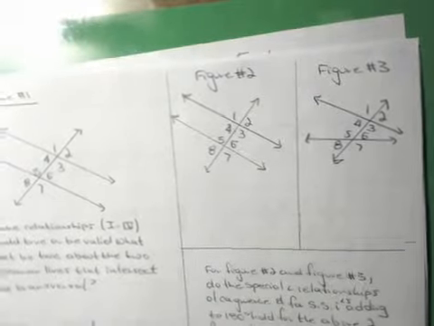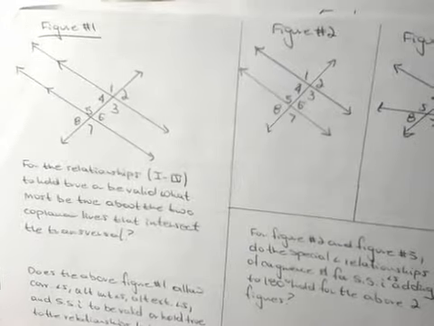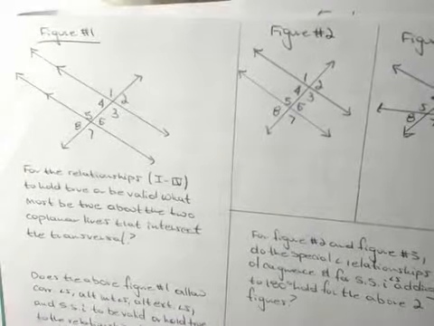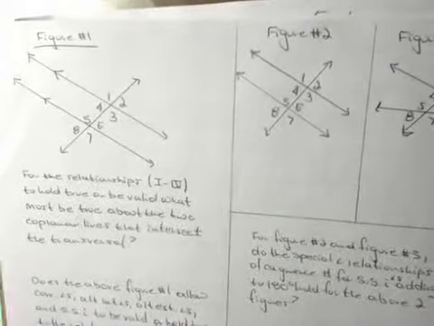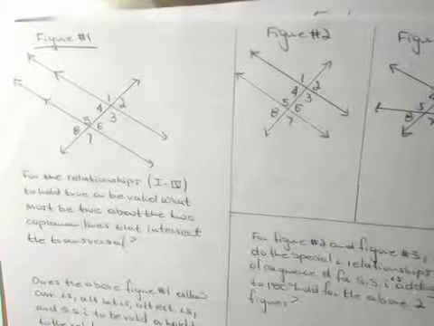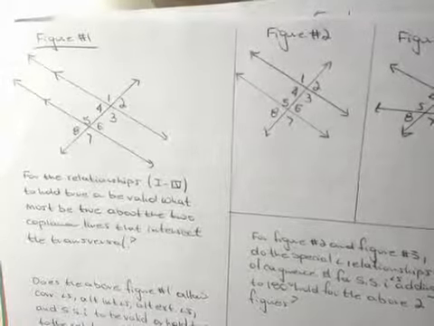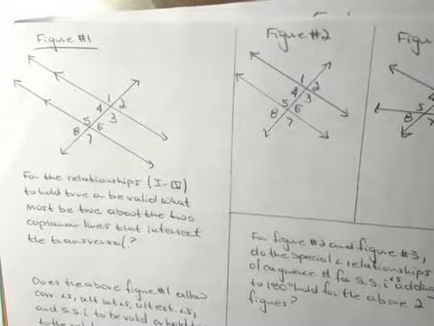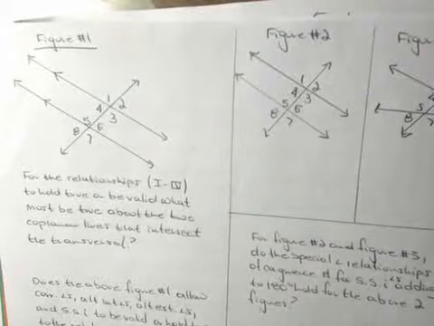Okay, so welcome back. We're going to move back into our study guide. So we're looking at figure 1. For the relationships 1 through 4, the 4 different types of angles that we've been introduced to in section 1 and section 2 of chapter 3.